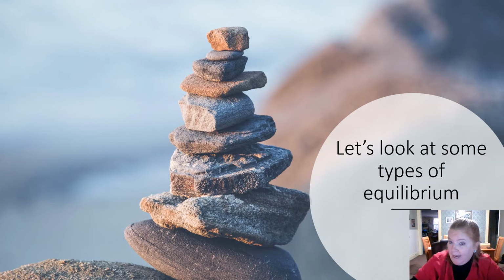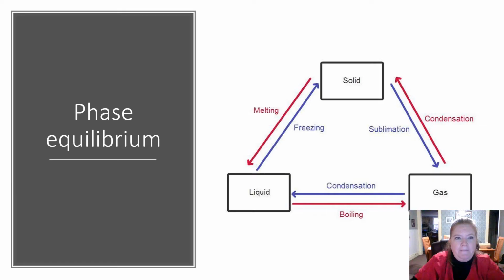So let's look at some types of equilibrium. So we can have phase equilibrium. If the state of matter can change between two different phases, it can exist at a specific temperature, both phases. Like for example, water has a melting point of 0 degrees Celsius, but that's also its freezing point. So at 0, water can freeze and ice can melt.